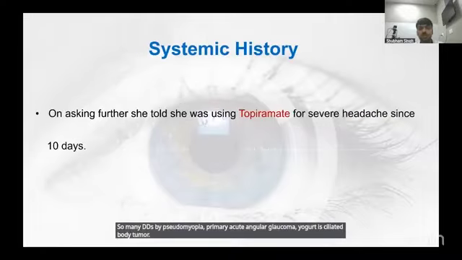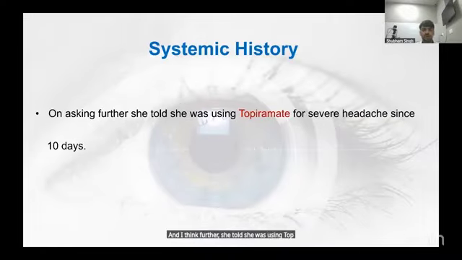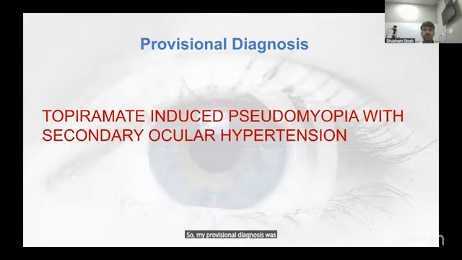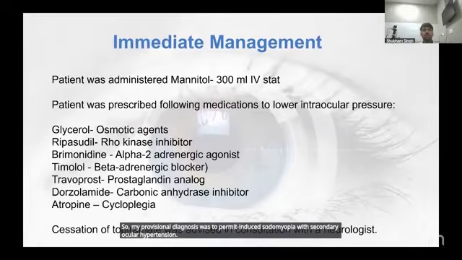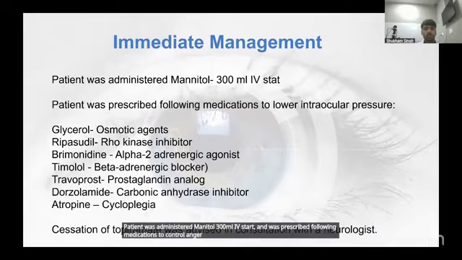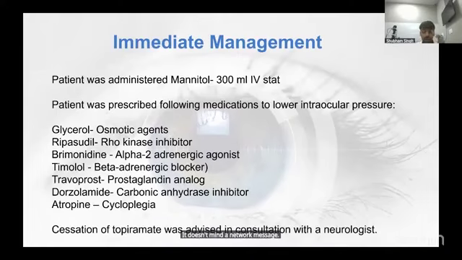On asking further, she told me she had been using topiramate for severe headache for 10 days. So my provisional diagnosis was topiramate-induced pseudomyopia with secondary ocular hypertension. The patient was administered mannitol 300 ml IV stat and was prescribed the following medications to control IOP: glycerol, ripasudil, brimonidine, timolol, travoprost, dorzolamide, and atropine. Cessation of topiramate was advised in consultation with a neurologist.